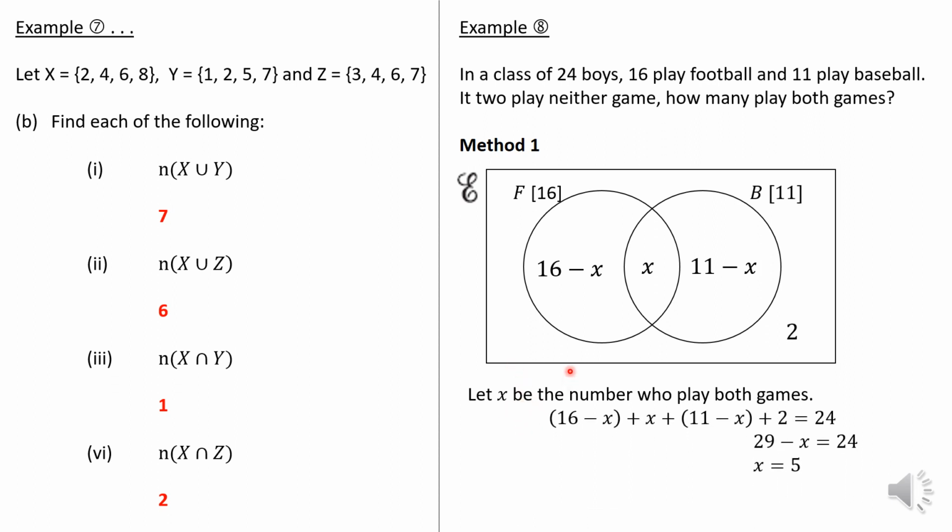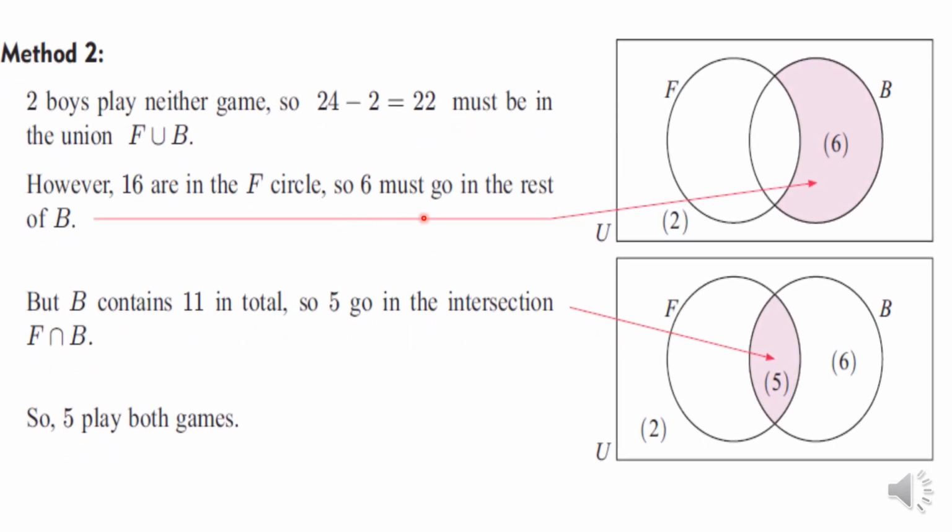Now, what I know is that if I add all of these, the universal set should give me 24. If I add everything, it should give me 24. And now I'm just dealing with an equation that I can solve. Once I solve this equation, I'll realize that X is equal to 5, therefore meaning that 5 play both games. This is one of the very important methods that you can use to solve this particular question. There's a second method, but I like this method a lot because it allows you to create the equation.